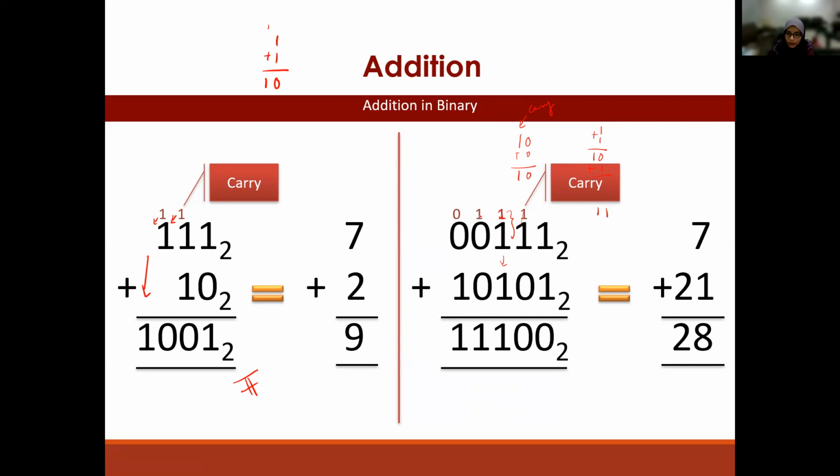So 1 here and another 1 is carry. So 1 plus 0 is 1, 1 plus 0 is 1. We have no carry here. If you don't put 0 here, there is no problem because we don't have any carry here. So 0 plus 1 is equal to 1. What we get is 1, 1, 1, 0, 0 base 2, which is equal to 28. So I really hope that you can do the addition in binary. Quite simple.